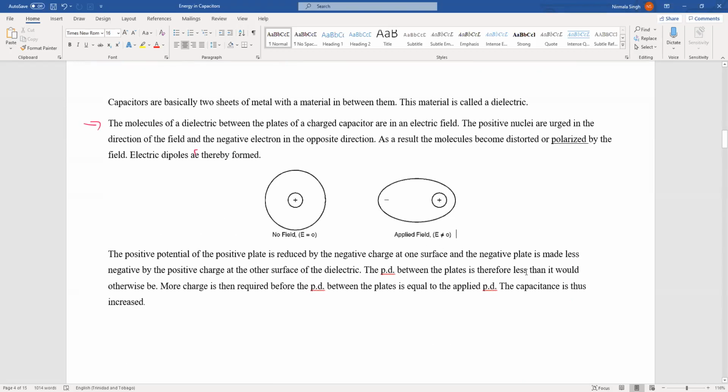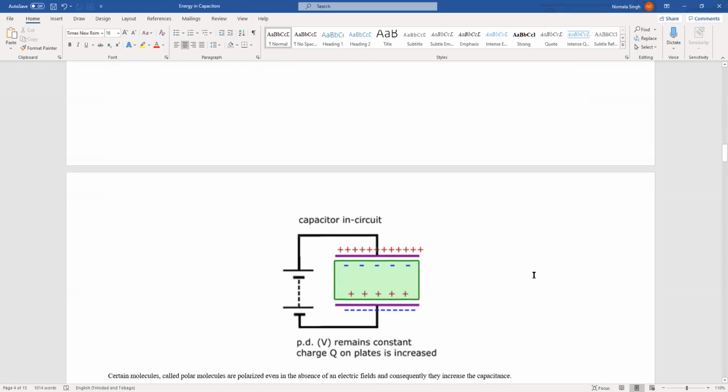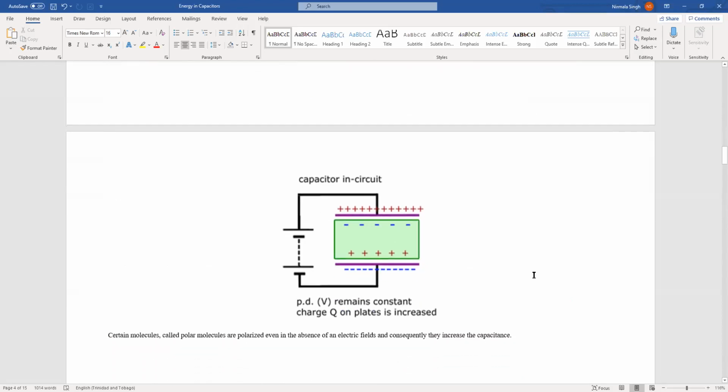So continue reading. The positive potential of the positive plate is reduced by the negative charge at one surface, and the negative plate is made less negative by the positive charge on the other side of the dielectric. Or the diagram is going to show that. The PD between the plates is therefore less than it would otherwise be. More charge is required before the PD between the plates is equal to the applied PD, and thus capacitance is increased. So what did that just say?